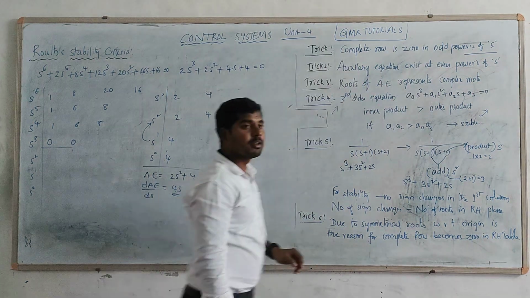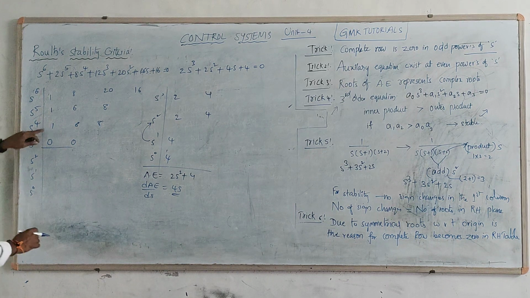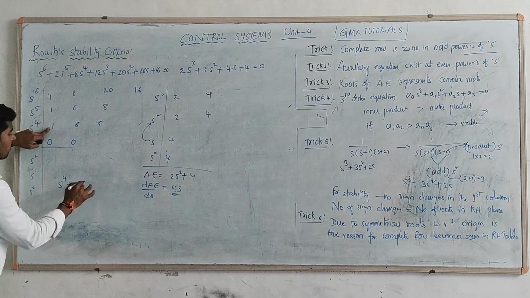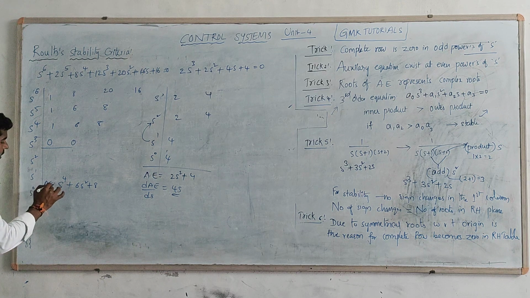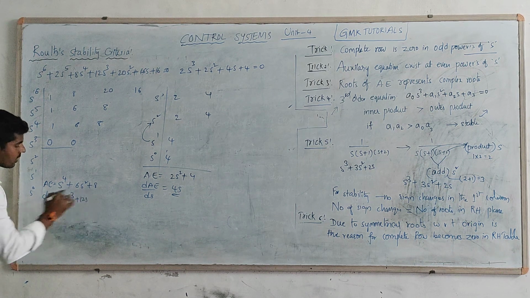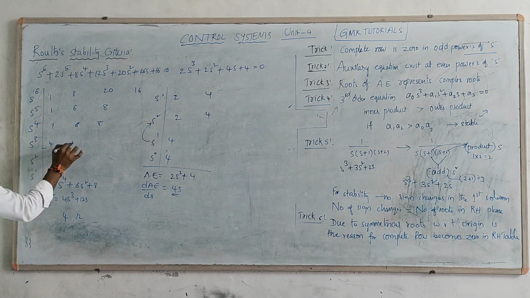At that time, you take the previous row into consideration for the auxiliary equation. Therefore, the auxiliary equation for this one is s to the power 4 plus 6s square plus 8. Okay, this is the auxiliary equation. Now differentiate the auxiliary equation with respect to s. You will get 4s cube plus 12s. So in this consideration, whatever the coefficients, 4 and 12, are replaced in the zero row. You will follow the same pattern as the corresponding previous one.